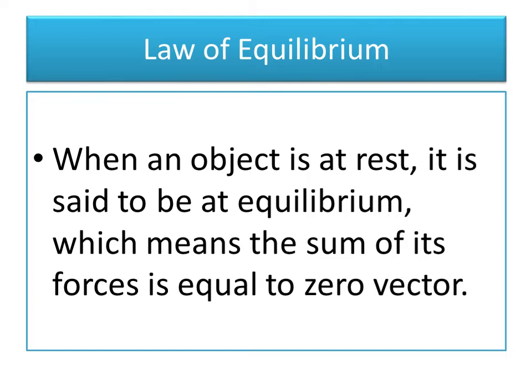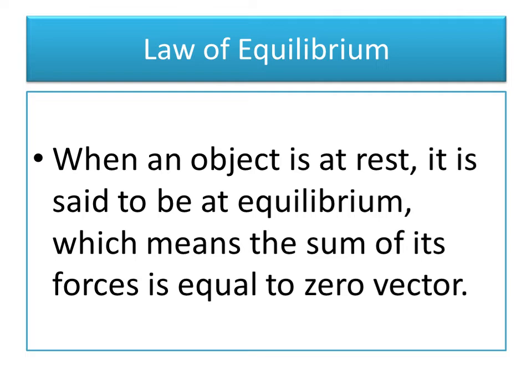What is the law of equilibrium? Objects are at rest whenever the forces acting on them are equal but opposite. I mean they are equal in magnitude, but opposite in sense. So the sum of all the forces acting on them is a zero vector, because forces are vectors. Don't forget about that. They have sense and magnitude. That's why we say zero vector.